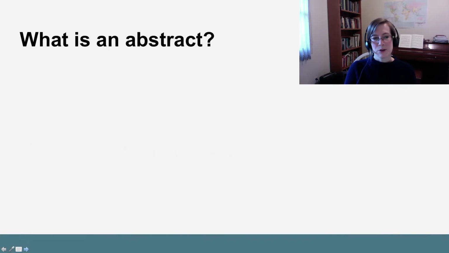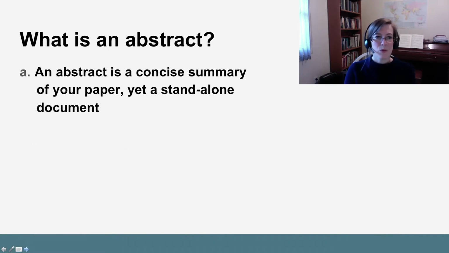So the first question we're going to look at is, what is an abstract? It's a couple of different things. One, an abstract is a concise summary of your paper, yet a standalone document. Okay, so this is where people do get a little confused because the abstract and the paper are related, but they are separate. The easiest way to think about the relationship between an abstract and its paper is to think about the relationship between a movie trailer and the full movie itself.